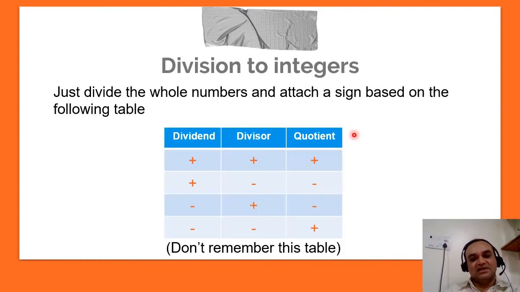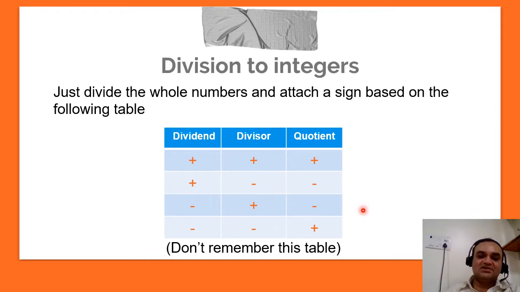So we have seen how to divide positive and negative integers. So what we know, that when we do the division, we just divide the whole numbers and attach a sign based on the signs of numerator and denominator. So if we are dividing a positive number by a positive number, quotient is positive. If I am dividing positive number by a negative number, quotient is negative. If I'm dividing negative number by a positive number, it's negative again. And if I'm dividing a negative number with a negative number, the quotient is positive.